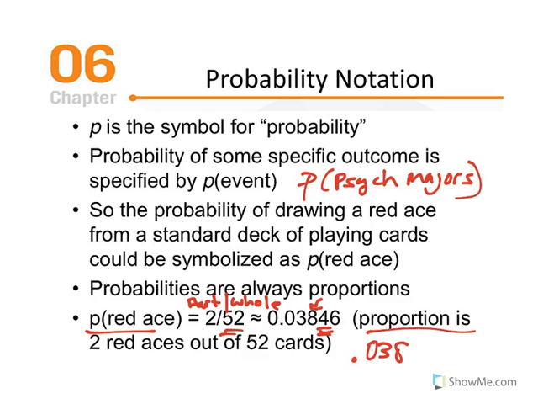And if I want to express it as a percentage, I'd multiply that by 100, which is the same as moving this decimal 2 places. So I would say 3.8% of a standard deck of playing cards is representative of a red ace, or there's a 3.8% chance that if I randomly selected a card from a standard deck of playing cards, that card would be a red ace. There's only a 3.8% chance that that would occur. And that's what we mean by probability, the part over the whole, the chances of selecting a specific item out of an entire group in which it exists.